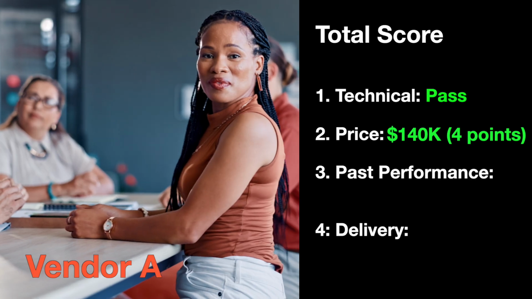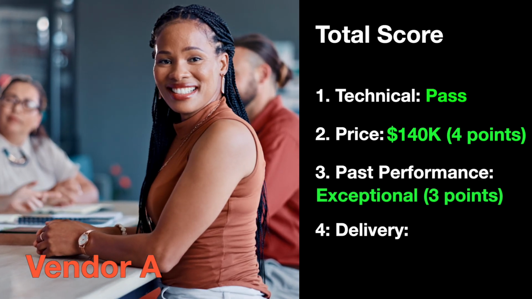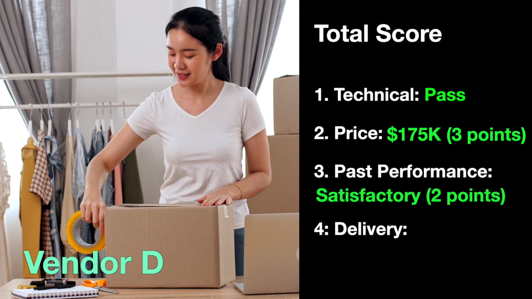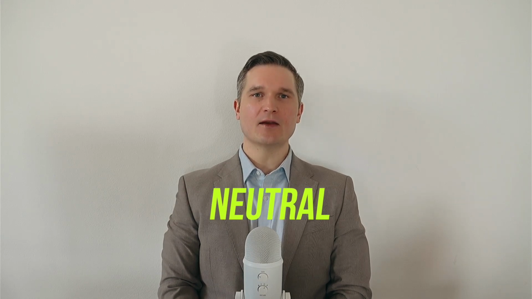Vendor A's past performance is clearly more advantageous, earning them an exceptional rating and 3 additional points in this grading system. Vendor D receives a satisfactory rating, which earns them 2 points. If vendor D had not submitted any past performance information, they would have received a neutral rating and 1 point, as FAR 15.305 prohibits penalizing offerors for a lack of past performance history. Conversely, if an offeror had submitted examples of unsatisfactory past performance, they would receive a score of -1, reflecting the increased risk associated with their history.